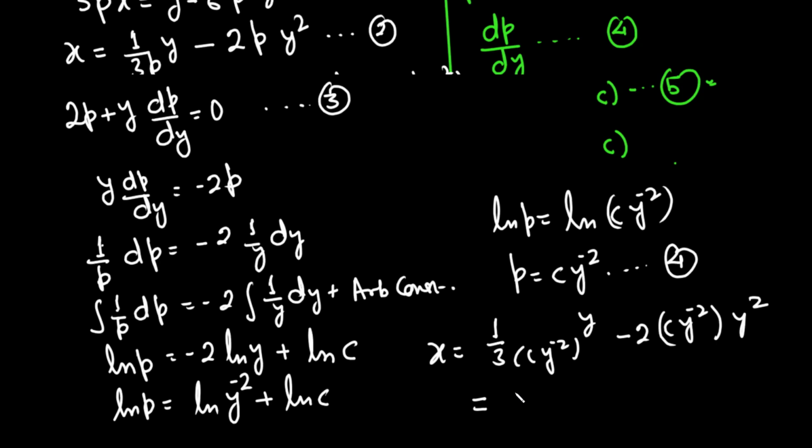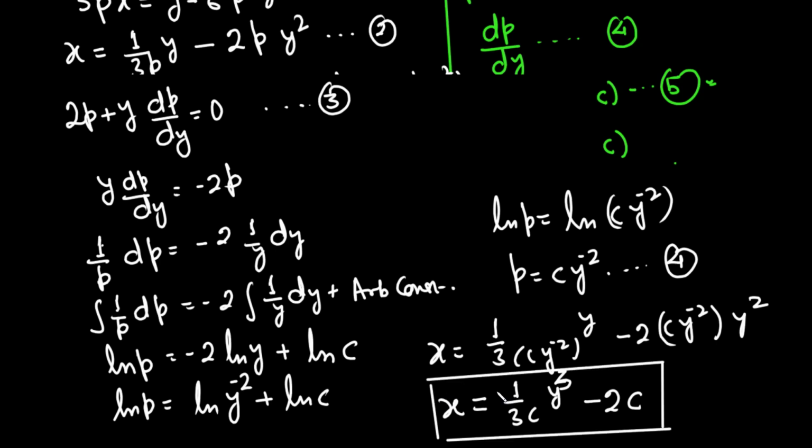And this one equals 1 over 3c times y to the power minus 2 goes up and it becomes y raised to the power 3, minus 2c times y raised to the power minus 2 into y raised to the power 2. This is y raised to the power 0, that is 1, minus 2c. And this is the value of x. So the solution of the original equation is x equals y cube over 3c minus 2c.